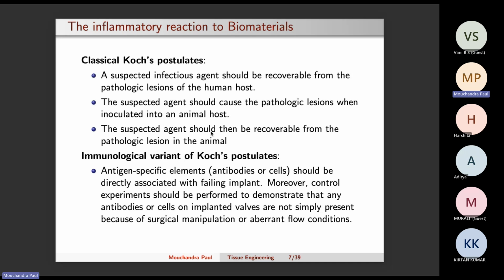So according to Koch's postulate, you have to first recover that suspected microbe from that particular lesion site in your first host, and then what will you do? You will inoculate that particular microbe into another host and wait for the lesion to happen. All right. Once that lesion happened, you should be able to recover that same microbe. And if you are able to do that, the last step, then only you can say with conclusive proof that yes, this particular microbe has caused this particular lesion.